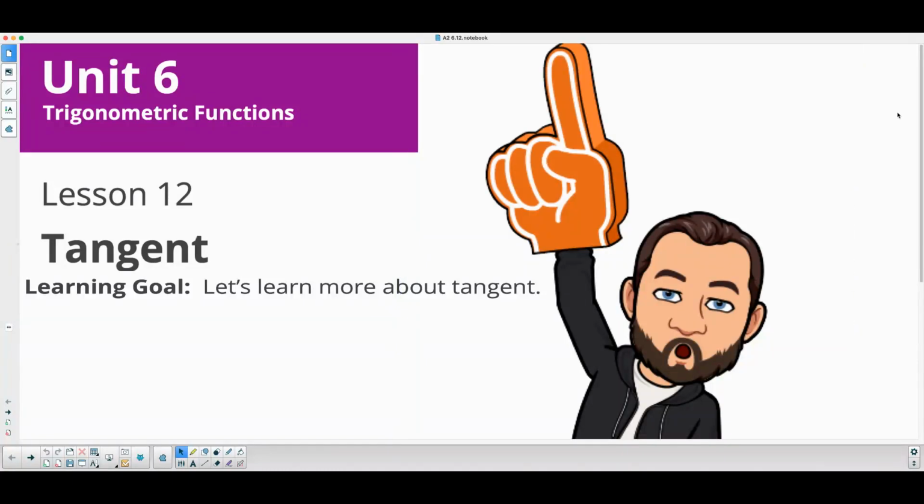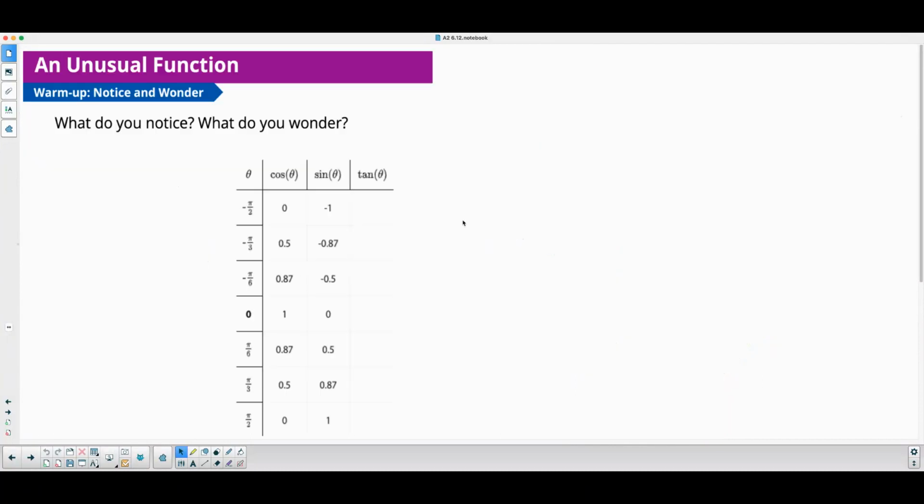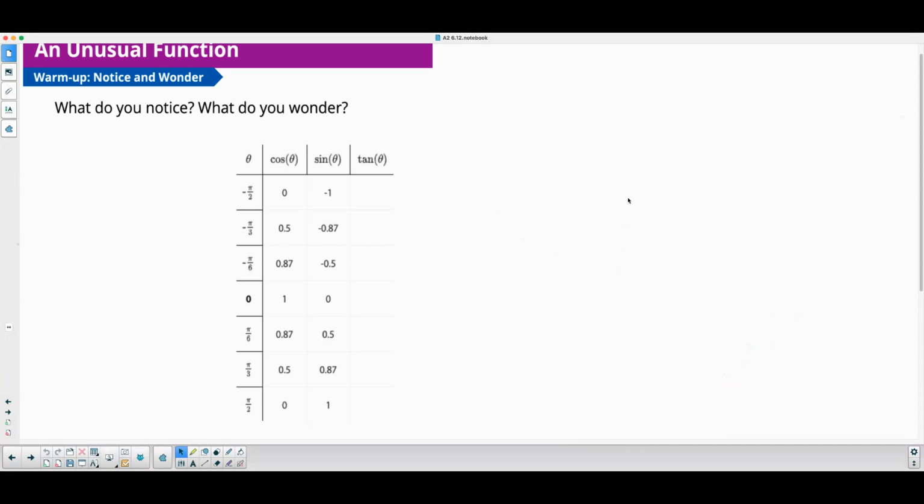Okay, lesson 12, unit 6 of Algebra 2 is called tangent. So our goal is let's learn more about tangent. Okay, what do you notice? What do you wonder? So I think before we can do notice and wonder, we need to maybe fill this table in a little bit.